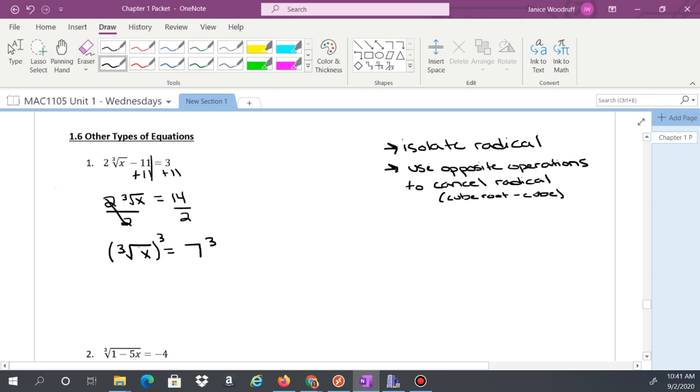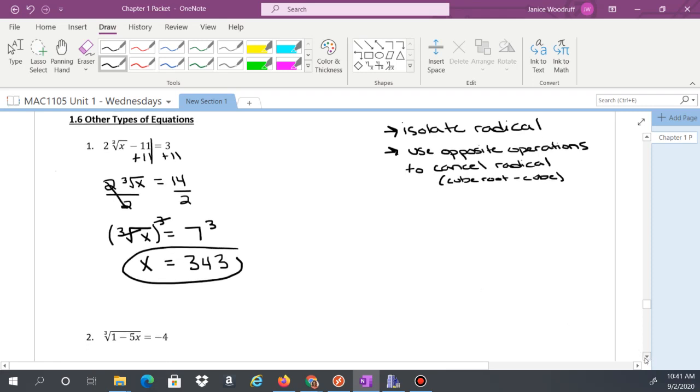So here the cube root and the cube are going to cancel each other out. You're going to get x equals 7 cubed, which is 343. Okay, and that's going to be it for this one.